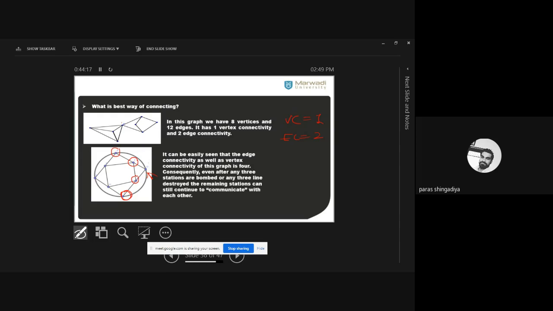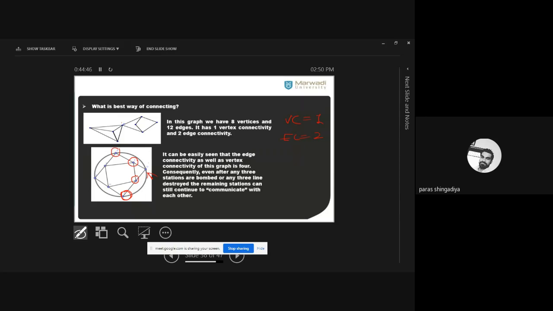Clear? So the vertex connectivity of this graph is 4, but that is not our aim here. You have to implement it in real life. So why do you have to check this? Which graph is a better connected graph? Which network is a better network as per our situation? Which network will we use? We apply this reasoning here to check which graph is better connected. So what is the reason here?